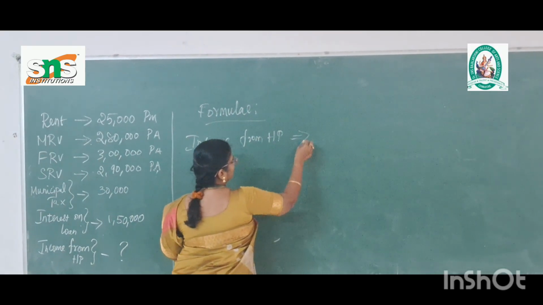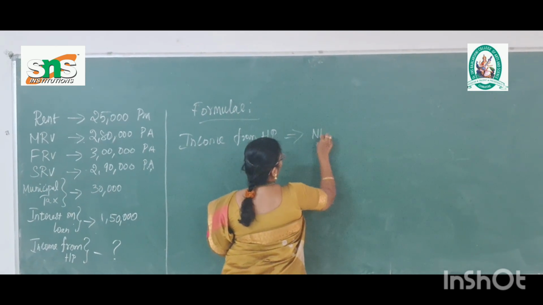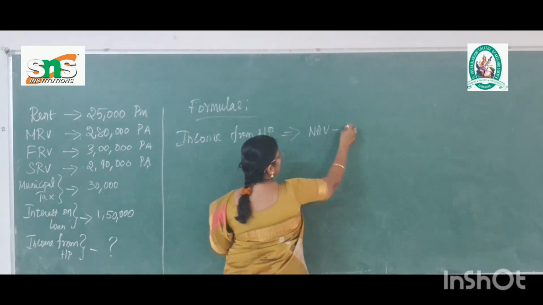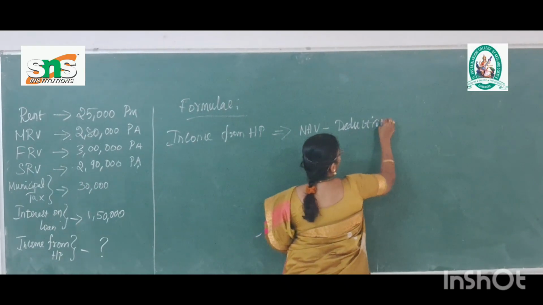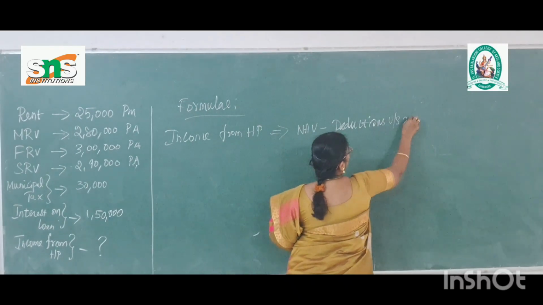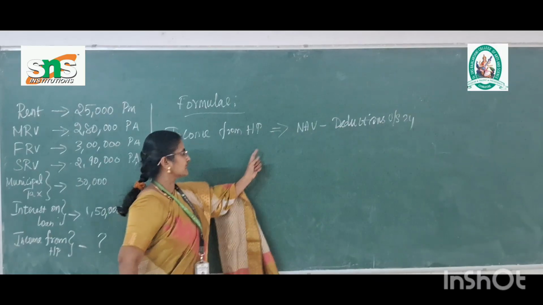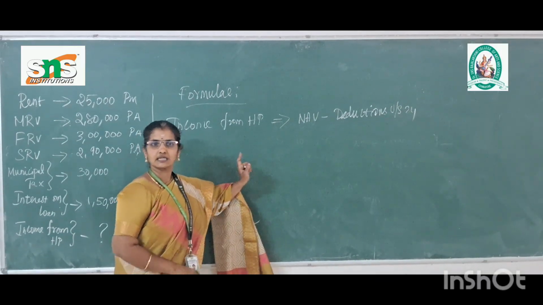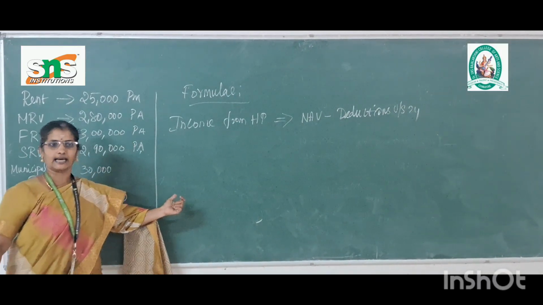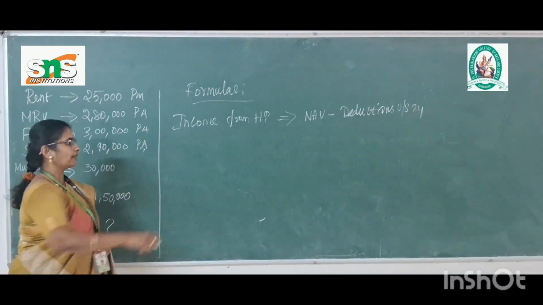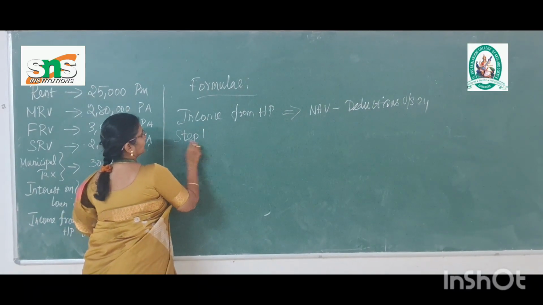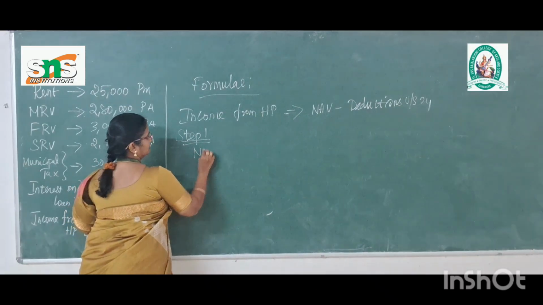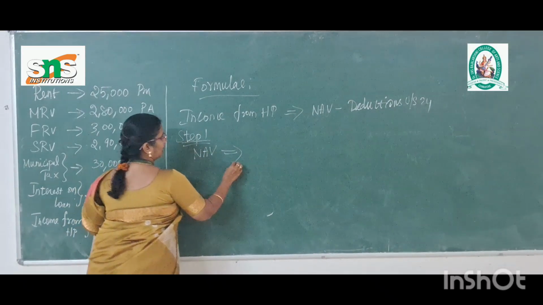is equal to net annual value minus deductions under section 24. This is the formula. Based on this formula only we are going to calculate the house property income. So first, step number 1, we have to find the NAV, that is net annual value.